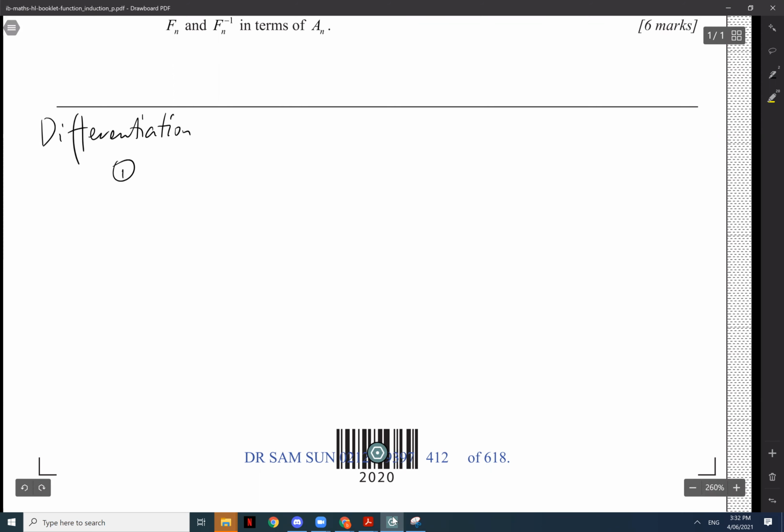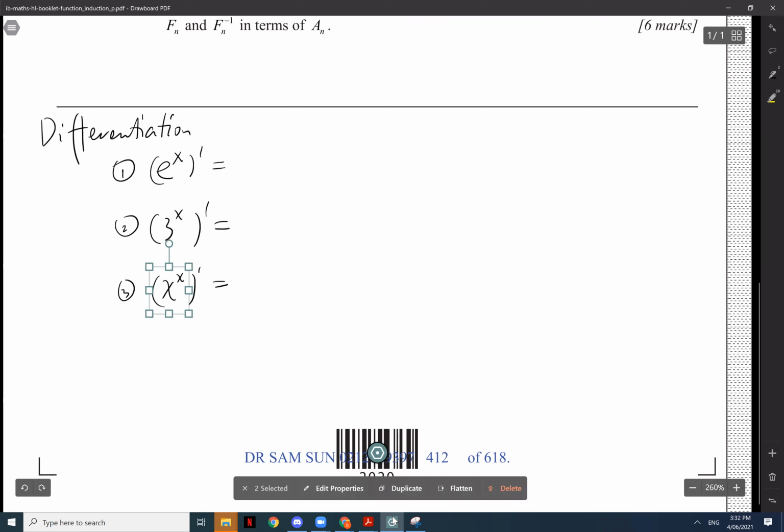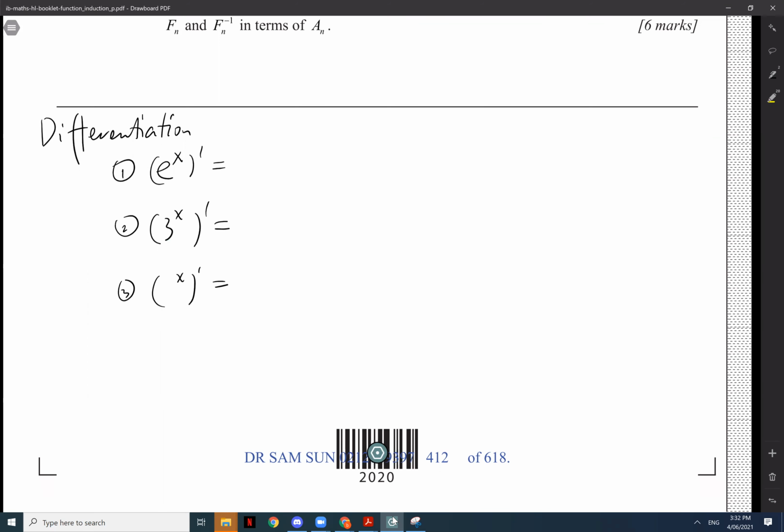Question 1. Differentiate e to the power of x. What's that? Question 2. Differentiate 3 to the power of x. What's that? Question 3. Differentiate x to the power of x. What's that? Or maybe we check a to the power of x. Question 4. What's the derivative of x to the power of x? It's weird, right? Yeah, we need to check some weird questions.